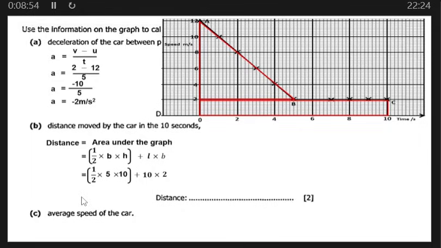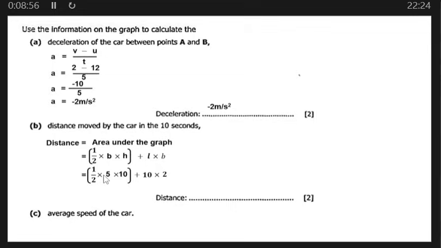Then when we do the multiplication here, we'll say 5 times 10, which will be 50. 50 divided by 2, which will give us 25. Then here 10 times 2, which will give us 20. So we'll say plus 20. Then 25 plus 20, which will give us 45 meters. So our distance is 45 meters.